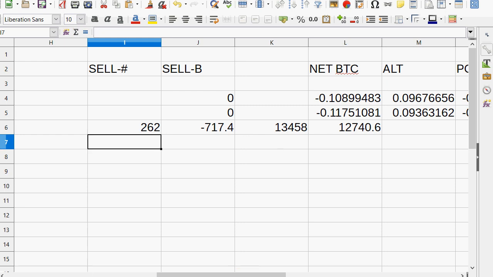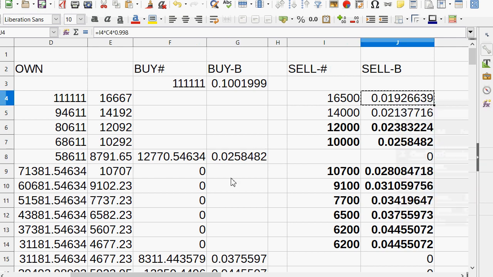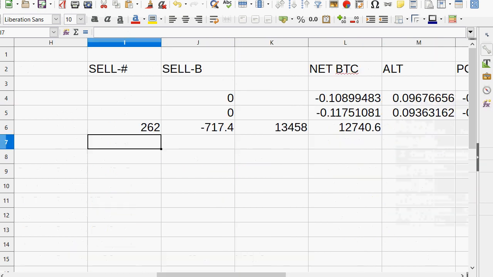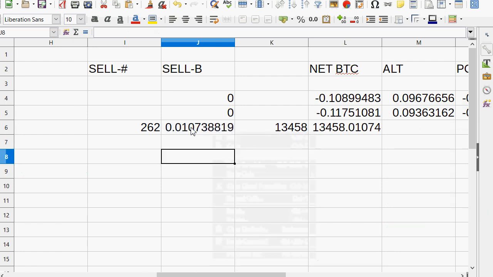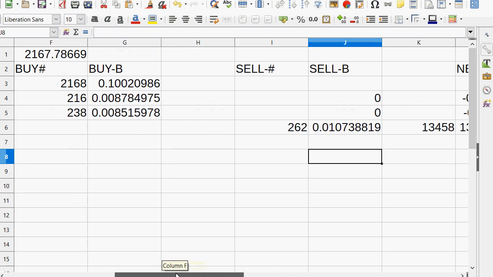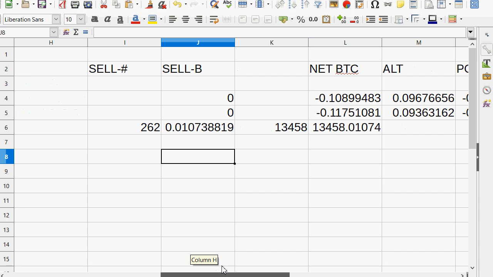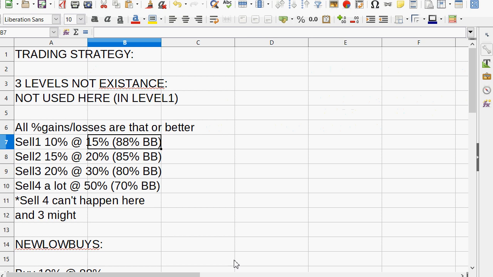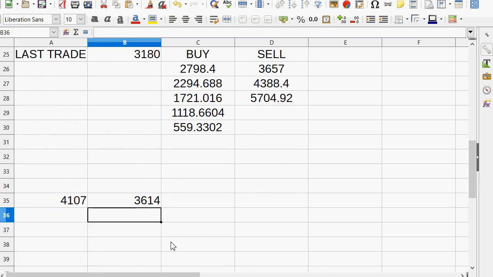And what we need is, I'll just do copy and paste this here. And it would be a 0.01 transaction. Okay, so that's that. So now we got the buyback we're going to be using on this. And what I've done is the 4107 buyback was in at 36.14.